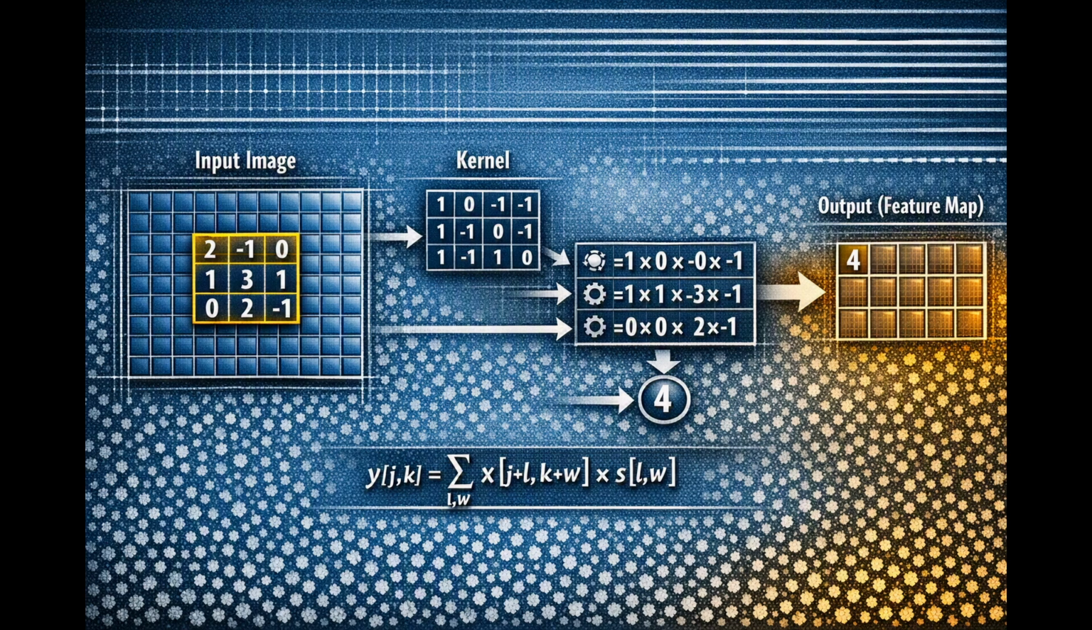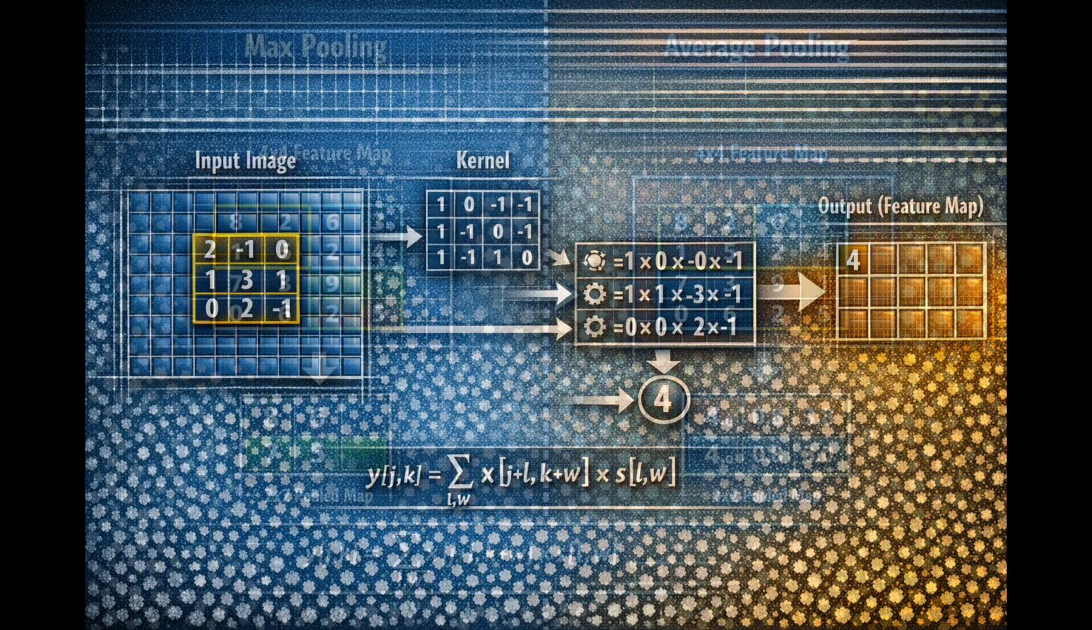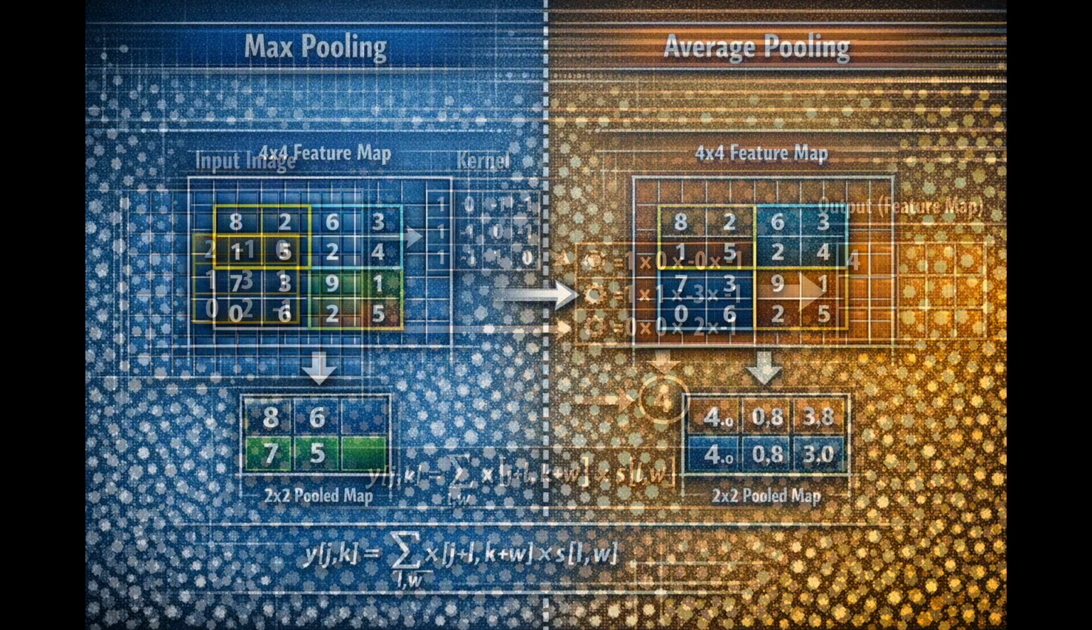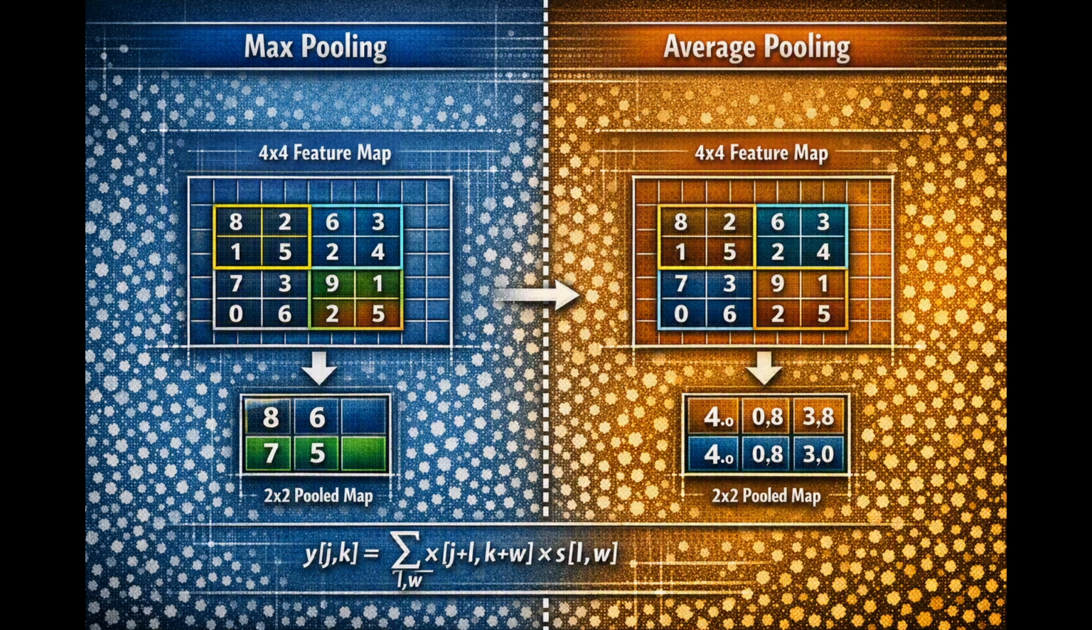At the heart of a CNN is an operation called convolution. Picture your image as a large grid of pixel values. Now imagine a much smaller grid, called a kernel or filter, sliding across that image, one small patch at a time. At each position, the kernel multiplies its values against the underlying pixels, sums up the results, and produces a single number.